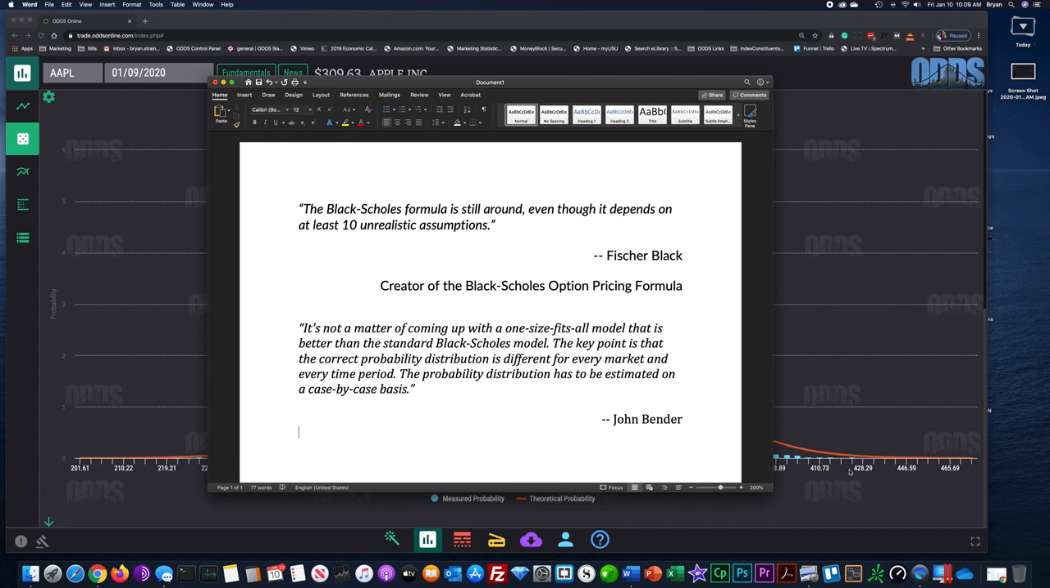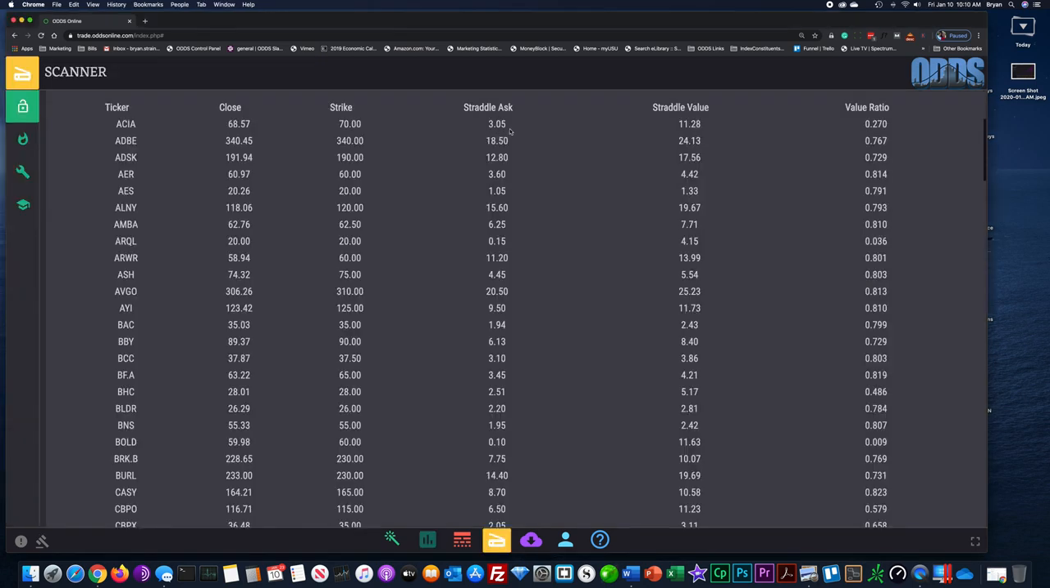This gives Odds Online the ability to do exactly what John Bender described, which is to evaluate every stock and every time frame on an individual basis. We calculate this value for every option on every optionable stock and index ETF. So you can see here an example of this data.